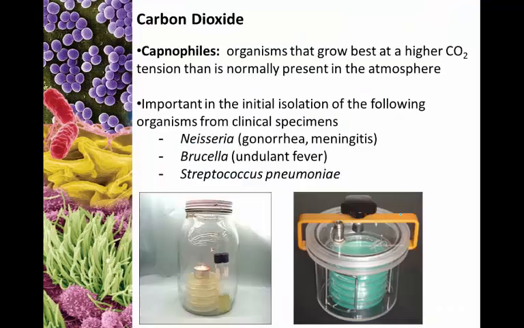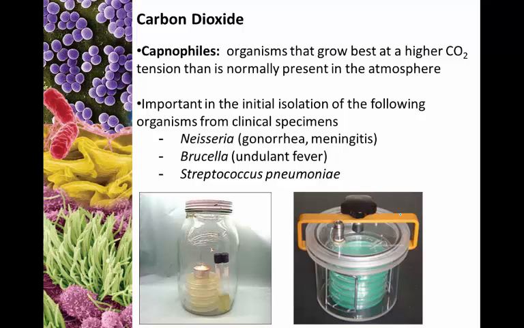Now, the capnophiles are moving away from the oxygen. Capnophiles grow best at higher carbon dioxide levels. Usually they like levels that are actually much higher than atmospheric CO2 levels. If you want to culture these in the lab, you actually have to put them in an incubator and pump carbon dioxide in to keep them stable.